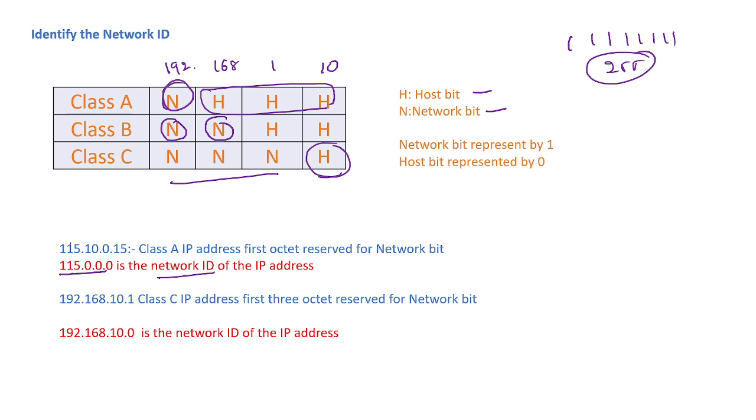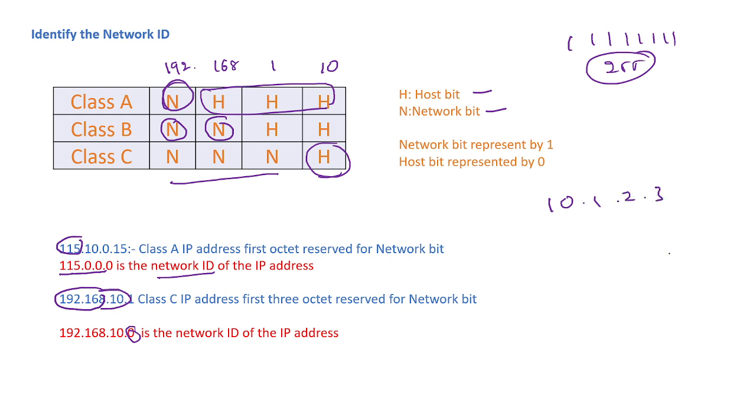See here, 192.168.10.1. By looking at the number, you need to do this: if it is a class A IP address, you just have to write the first octet like that and the remaining is 0. If you look at class B, 2 octets, then you have to write 192.168 like that, and this is class C. 192 is class C. The first 3 numbers you have to write like that, and the last number should be written 0.